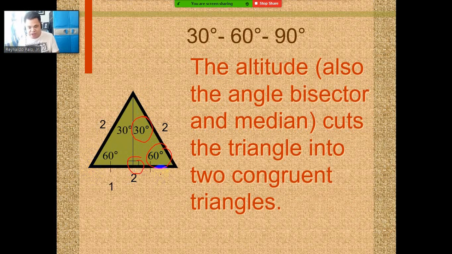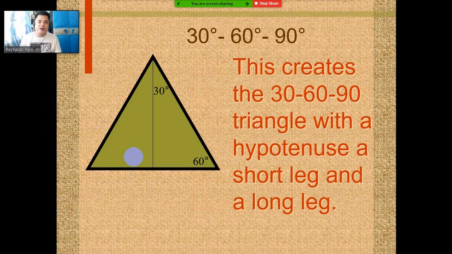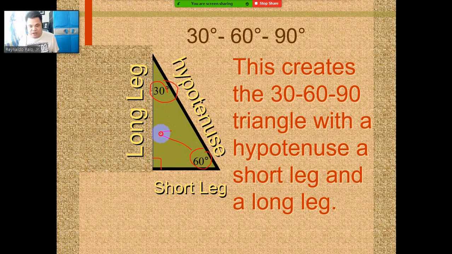We're going to have one unit. The missing leg now is the height, or the altitude. This is the one that we're going to solve. This creates the 30, 60, 90 triangle with the hypotenuse, a short leg, and a long leg. The long leg is the height, and that's the hypotenuse, opposite the 90 degree angle. The long leg is opposite the 60 degree angle, while the short leg is opposite the 30 degree angle. Remember that: the long leg is opposite the 60 degree angle, the short leg is opposite the 30 degree angle, and the hypotenuse is opposite the 90 degree angle.